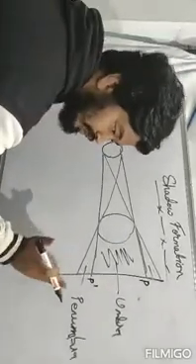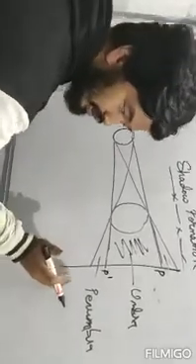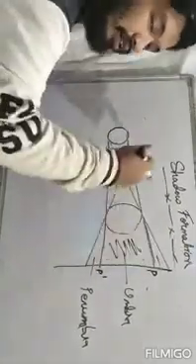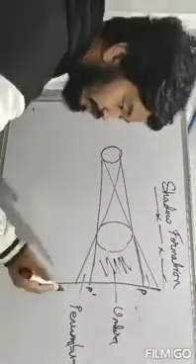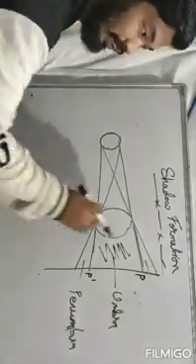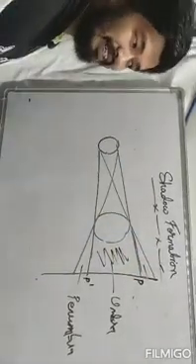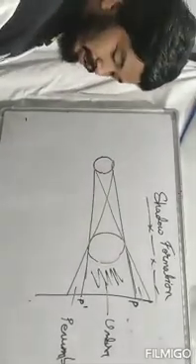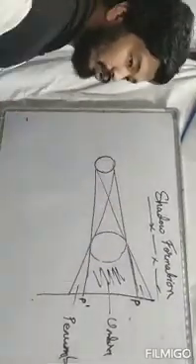If we try to move the screen this side, you will find that the umbra will increase and your penumbra will also increase. And if you try to pull the screen towards this side, at that time you will find that your penumbra will decrease and your umbra will also decrease. So this is the third condition, where your object is bigger than the source of light.